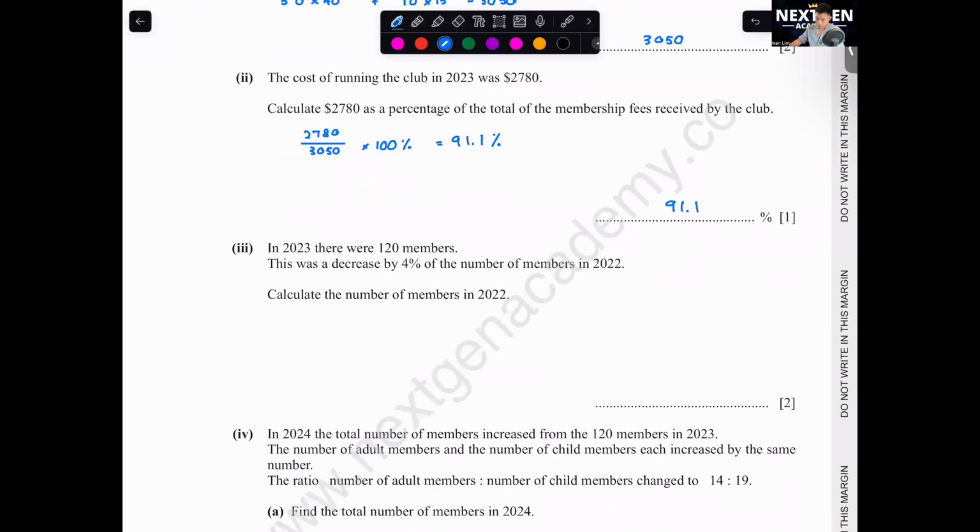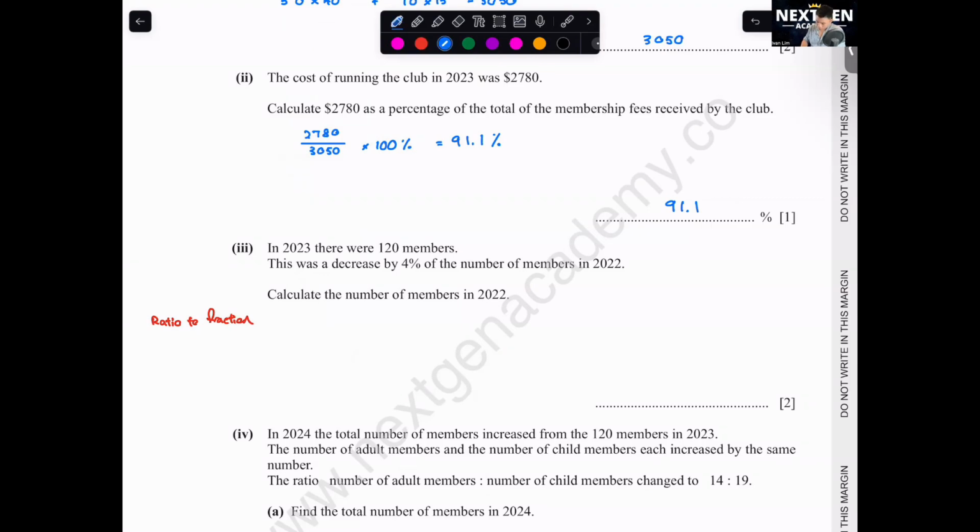Number 3. In 2023, there were 120 members. This was a decrease by 4% of the number of members in 2022. Calculate the number of members in 2022. If you don't know how to do this, some of you might get a bit confused on reverse percentage. What I would suggest is you use the ratio to fraction method. How do you do ratio to fraction?